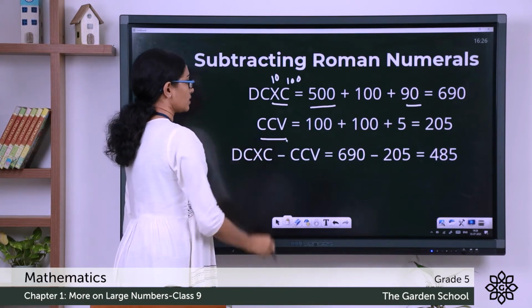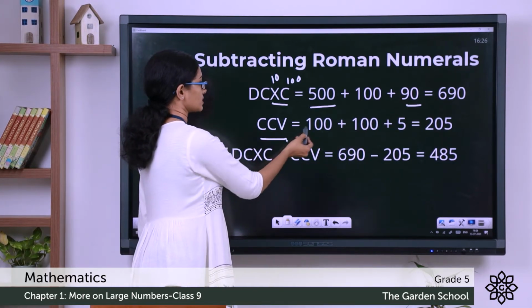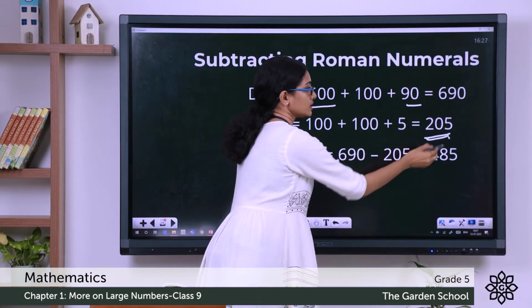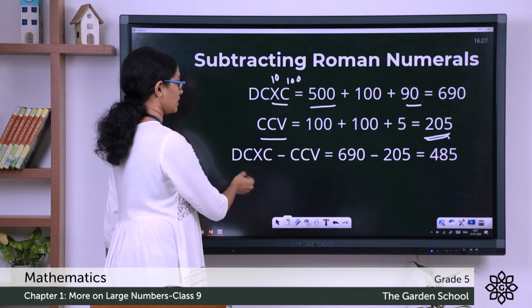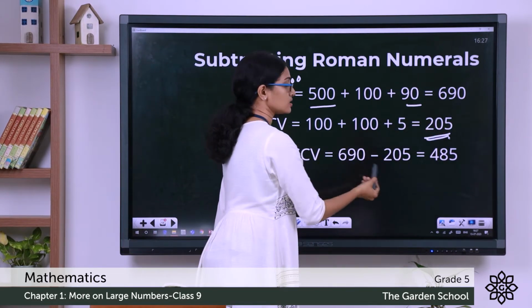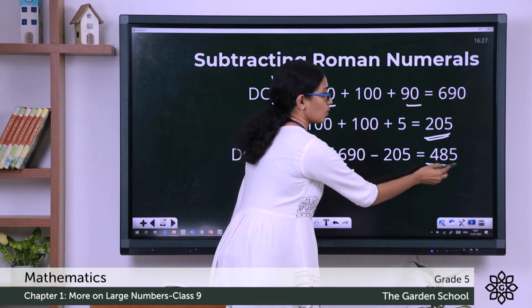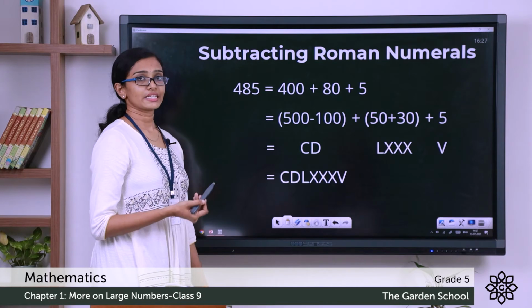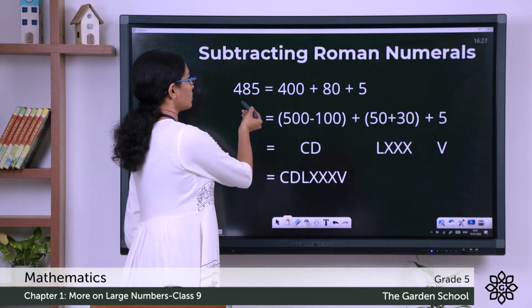Now the second numeral was this one. C represents 100, again 100, then 5. So the total value is 205. So from the question, we can write 690 minus 205 equals 485. How do we write 485 in Roman numerals?